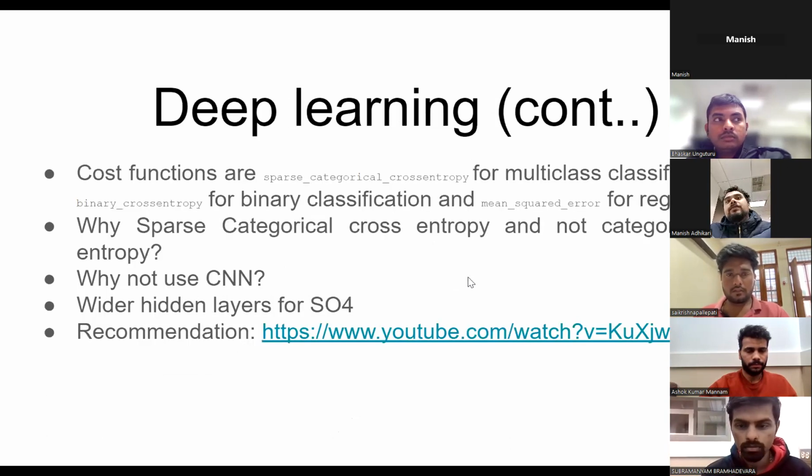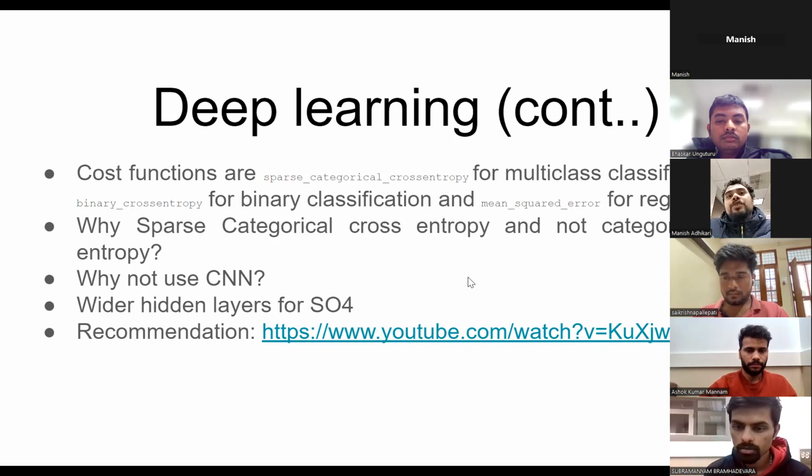The loss function we have used is sparse categorical cross entropy for multi-class classification. For binary classification, we use binary cross entropy, and for regression, mean squared error. You may be wondering why there is both multi-class classification and binary classification when we are just classifying one thing. The reason will be explained later, because we have our reasons for that.